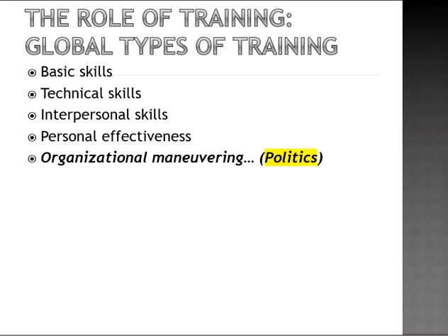The role of training again: global types of training. First, we have basic skills, making sure people have the basic skills required for them to be a successful employee. Technical skills, for example, new equipment, new software packages and programs. Interpersonal skills, sometimes referred to as soft skills, making sure that they can deal with people of different nationalities, different ethnicities, different personalities. Personal effectiveness, making sure that people are effective on a personal level, maybe with time management or organizational skills. And then organizational maneuvering.